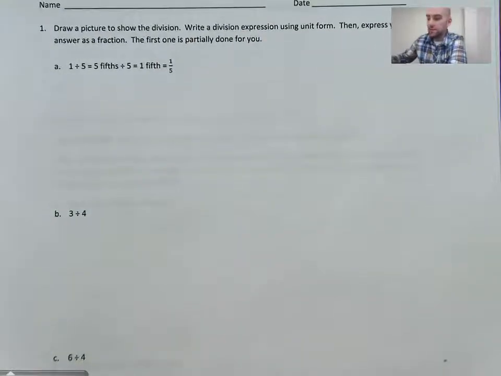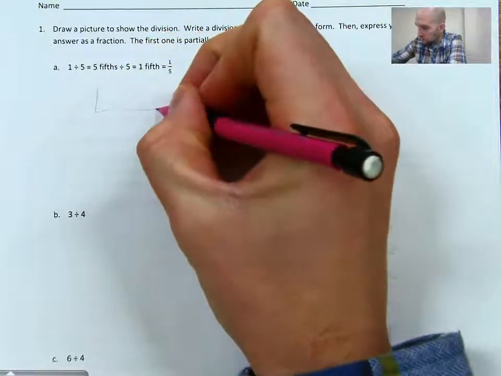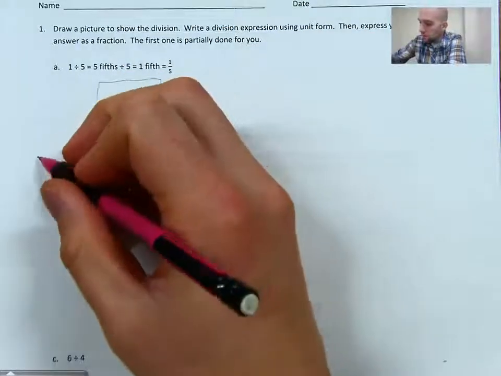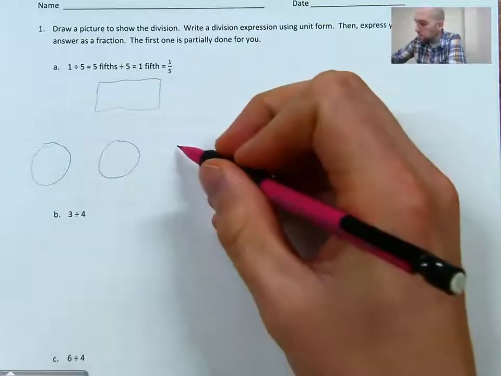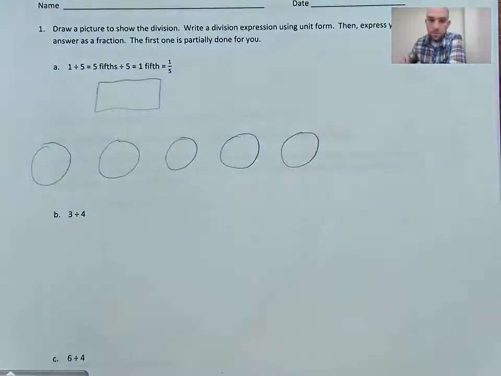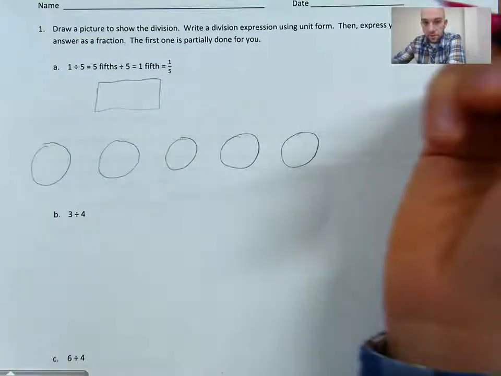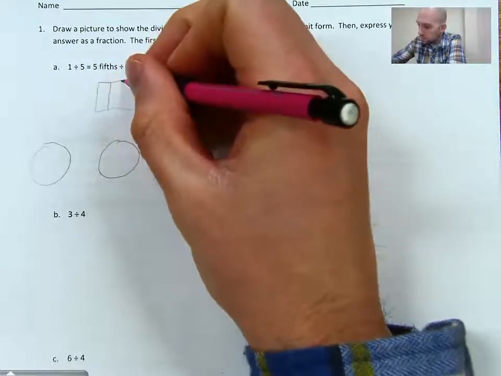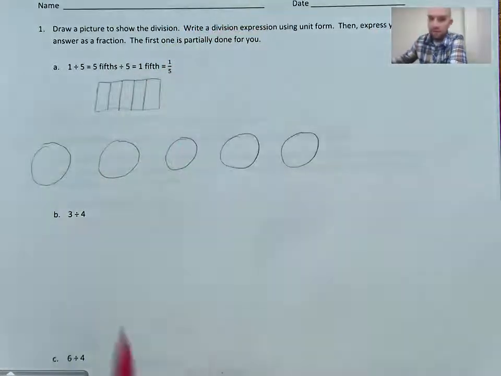So let's draw the picture here for this. We have 1, so I'm going to draw one whole here. And I have to divide one whole into 1, 2, 3, 4, 5 groups. And I have one piece. So what I need to do is I need to make my one whole into 5/5. 1, 2, 3, 4, 5. So I have 5 pieces here.